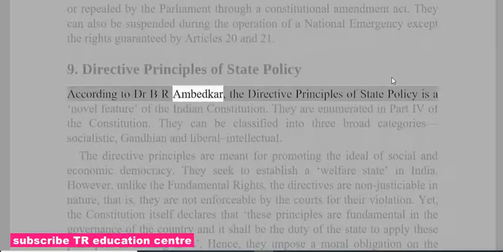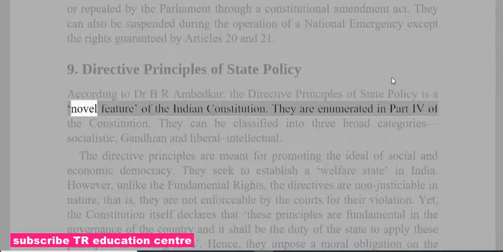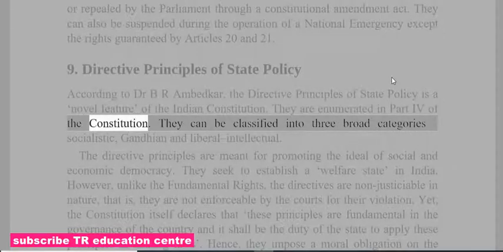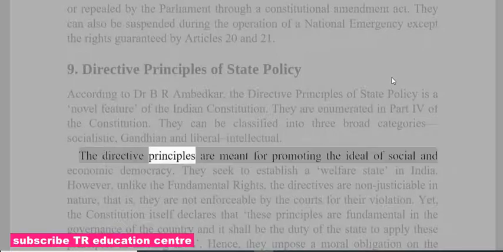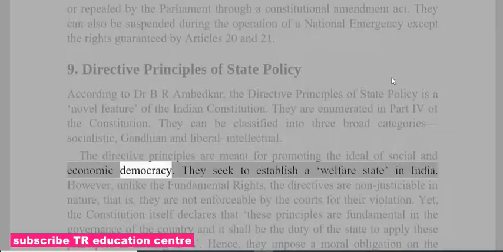9. Directive Principles of State Policy. According to Dr. B.R. Ambedkar, the Directive Principles of State Policy is a novel feature of the Indian Constitution. They are enumerated in Part 4 of the Constitution. They can be classified into 3 broad categories: socialistic, Gandhian and liberal-intellectual. The directive principles are meant for promoting the ideal of social and economic democracy. They seek to establish a welfare state in India.